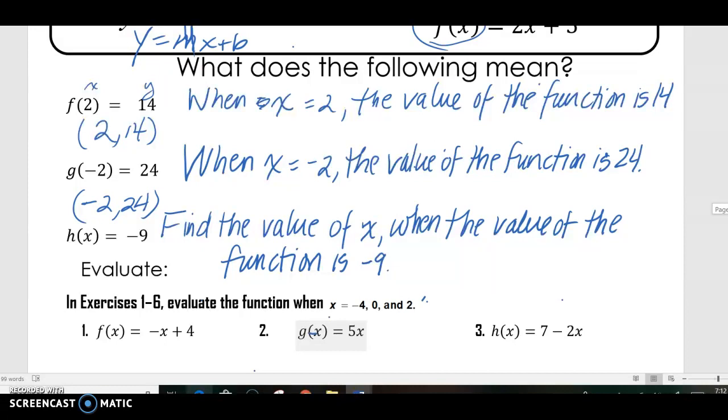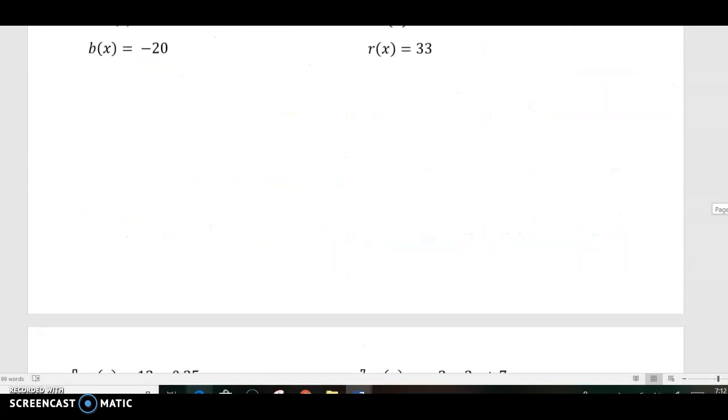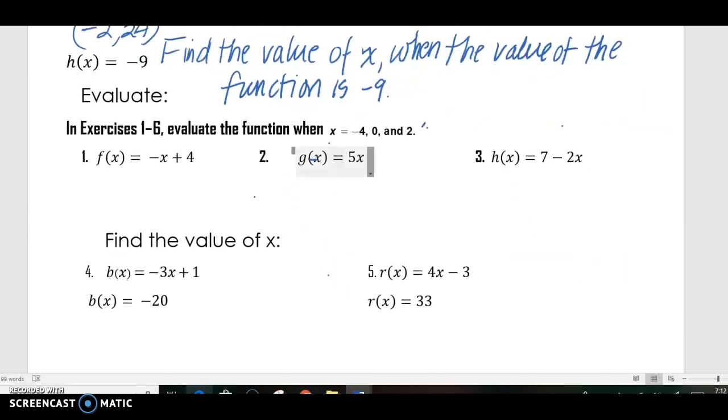Okay, we're going to go ahead and move on to the next set of examples. This time we're evaluating our function given some specific values. It says evaluate the function when x equals negative 4, when x equals 0, and when x equals 2. What that means is that you put negative 4 in place of x, and you just evaluate the function using order of operations. The way we write that using function notation is f of negative 4.